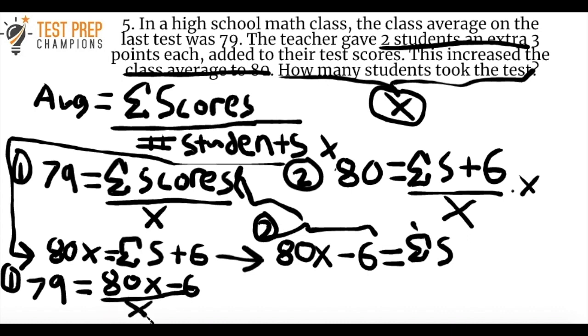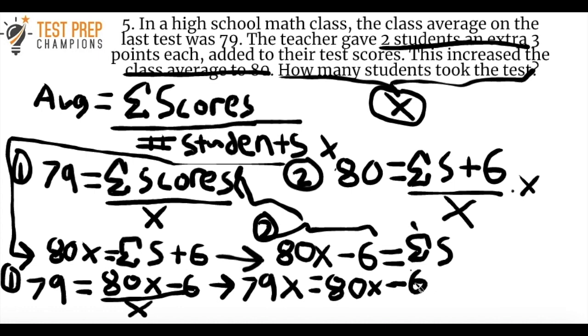Now what we can do is multiply by x on both sides of the equation here. So let's do that, and we would get 79x is equal to 80x minus 6. We're solving the equation for x, so we want to get x by itself on one side of the equation. So we've got 79x equals 80x minus 6. Now we can subtract 80x from both sides of the equation, so we're going to do 79x minus 80x.